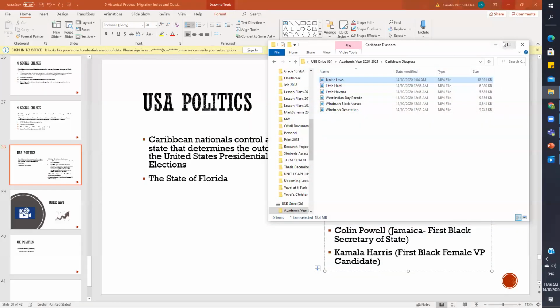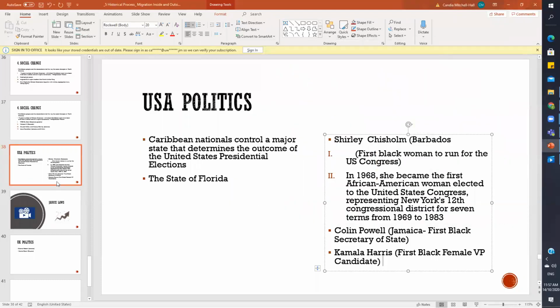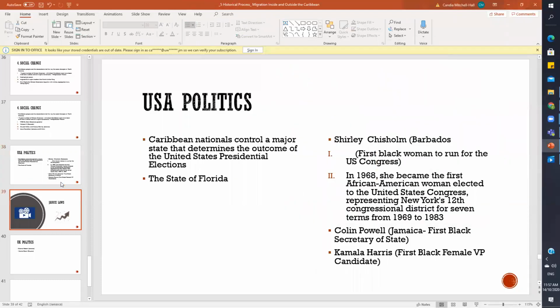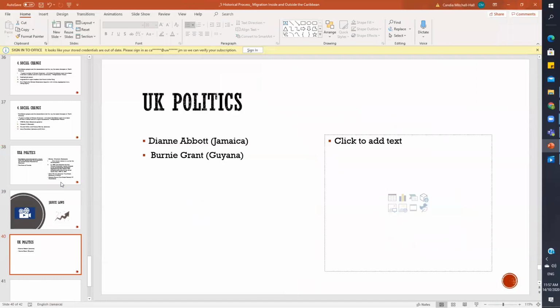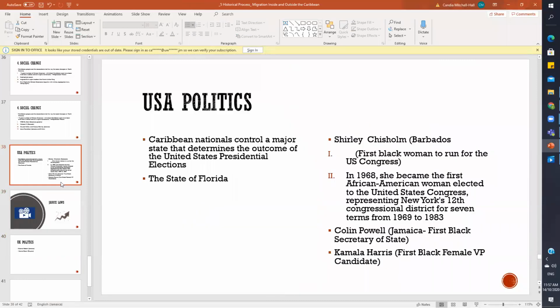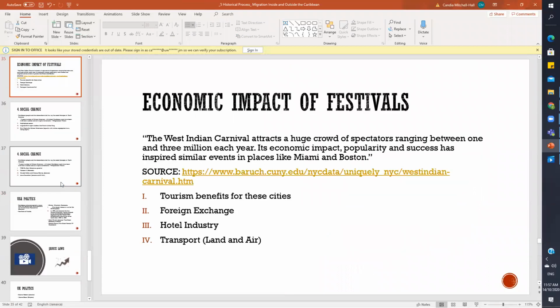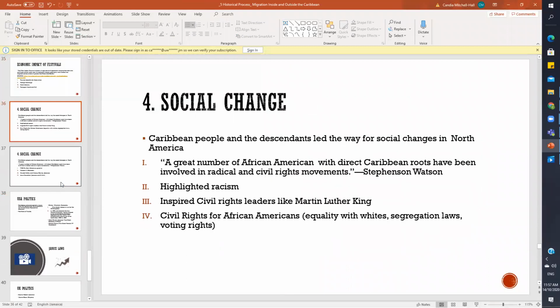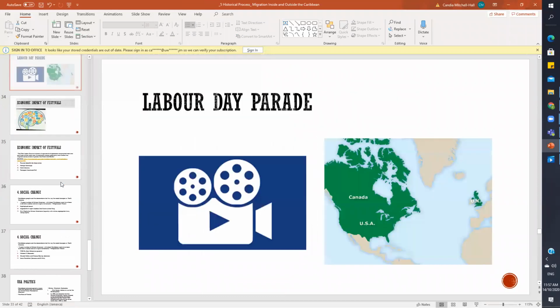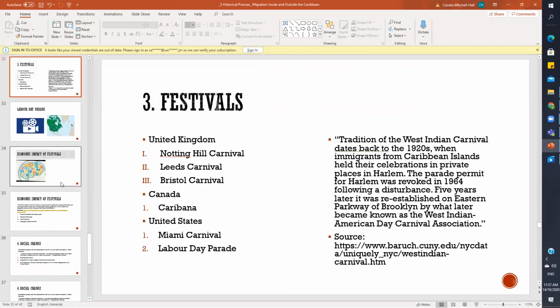Now, ladies, one thing for sure is that we know that Caribbean people have been very influential in politics in the US, and not only in the US, but also in the UK. So we have influenced these countries when it comes to politics. We have led social change. We have also impacted them when it comes to festivals. We have brought our dances, festivals and carnivals to these metropolitan countries, and we have given them a lot.